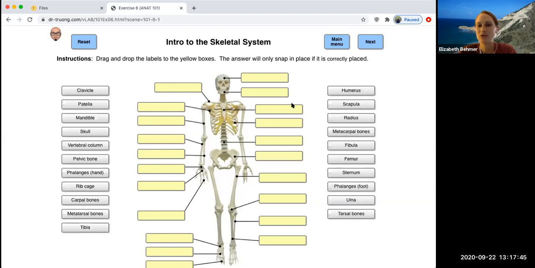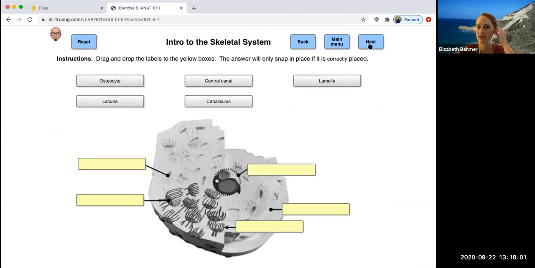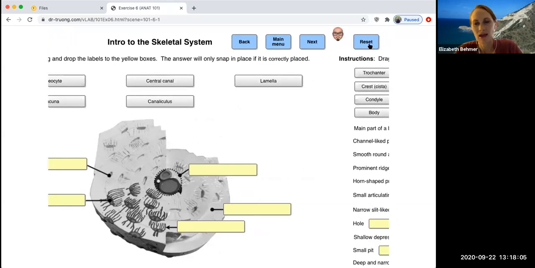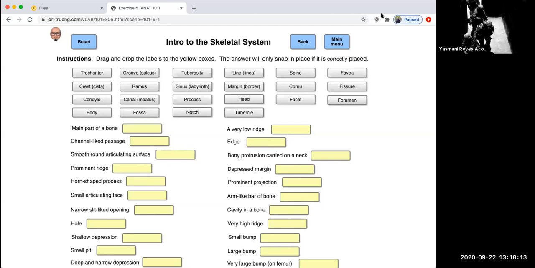And this takes you through labeling some of the bones. And again, if it doesn't go to the right spot, it'll just snap back into place. So you should know all of these bones. Any questions on this? I'd encourage you guys to work through this. This is a look at the osteon. And then the last are the bone markings on the bone surface, and having a really good understanding of, yeah.